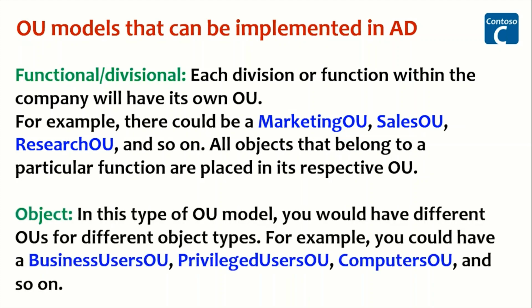Then we have another implementation model or design model for the OUs, that is object based. In this type of OU model, you would have different OUs for different object types. For example, you could have a separate OU for business users, a separate OU for privileged users and computers, and so on and so forth. So this design model will be object oriented.